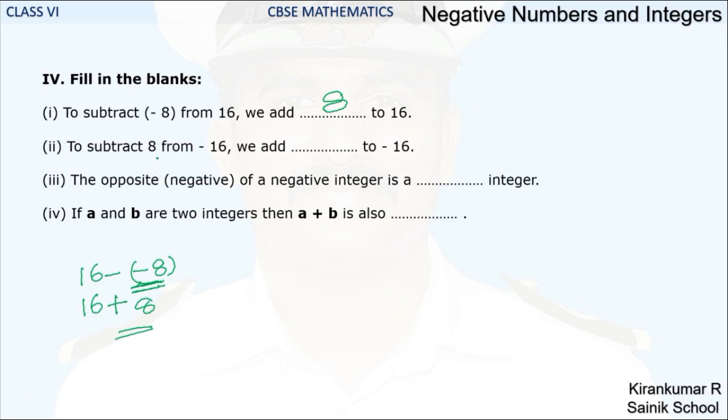To subtract 8 from -16, we add dash to -16. We add its inverse. The inverse of 8 is -8. The opposite of a negative integer is a positive integer.